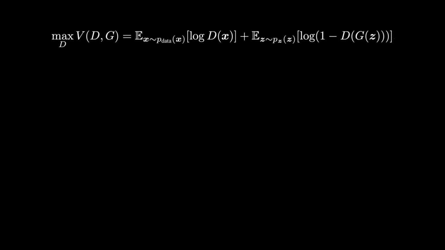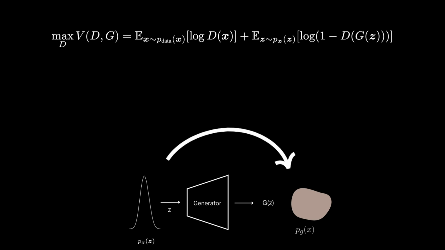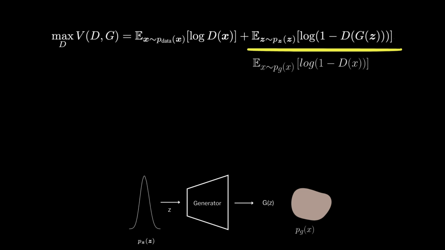We'll first try to find the optimal discriminator. When we take samples Z from the normal distribution P of Z and feed them to the generator, it will return an image. Let's call it G of Z. Continuing this process for the entire distribution of noise samples will give us a distribution of images in the image space. Let's call this P of G. Generated images that are mappings of highly probable Z's in the normal distribution will have high probabilities in this P of G distribution. Going back to the expression, now we can replace this term with this.